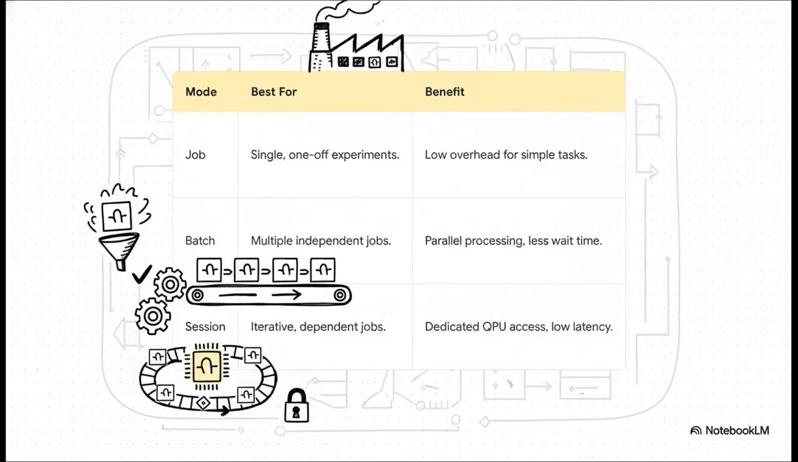It also really matters how you send your blueprint to the quantum computer. If you just have one quick experiment, you can submit a single job. Simple enough, but what if you have a whole bunch of different independent circuits you need to run? That's where batch mode comes in. It processes them all in parallel and saves you a ton of time.